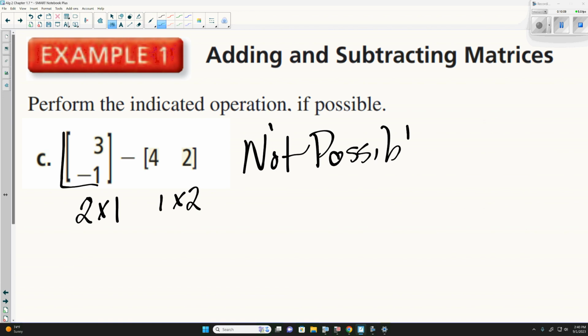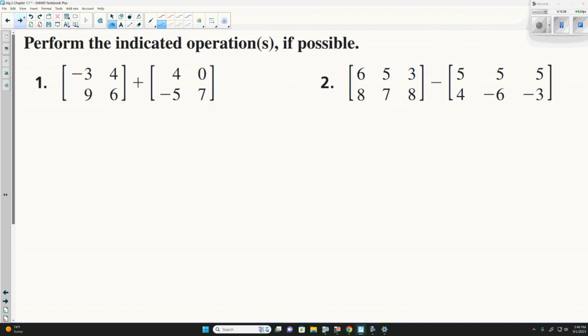I'm sorry. Because again, they have to be the same dimensions. They have to look the exact same. Otherwise, we can't add or subtract. Now, we could technically multiply these two, but we're not doing multiplication today. Not possible. They've got to look the exact same. So these here, both of these we can do because they are the exact same dimensions. First ones are both 2 by 2s. The second ones are both 2 by 3s. Questions on these here?